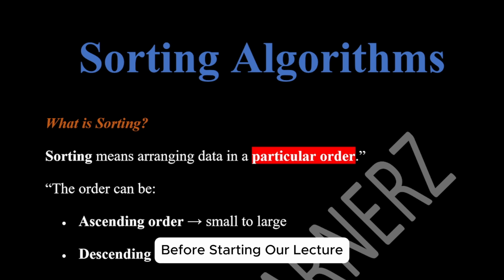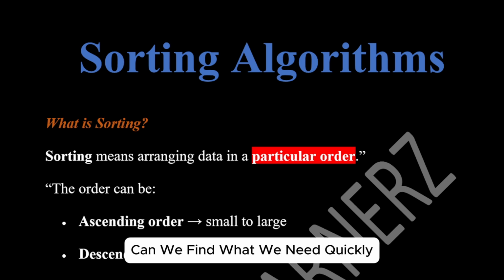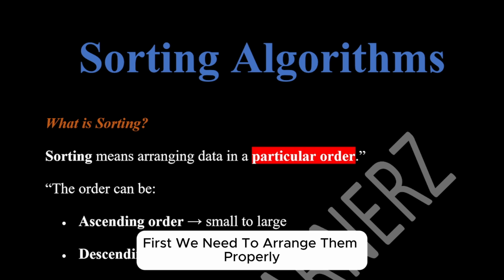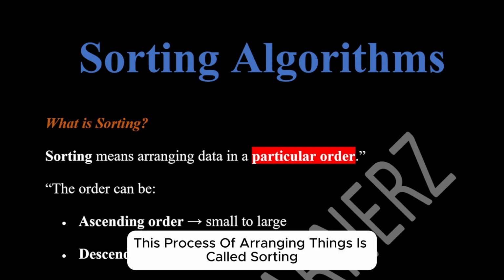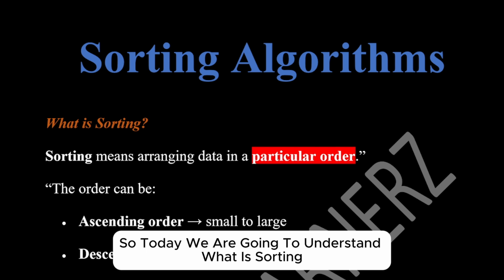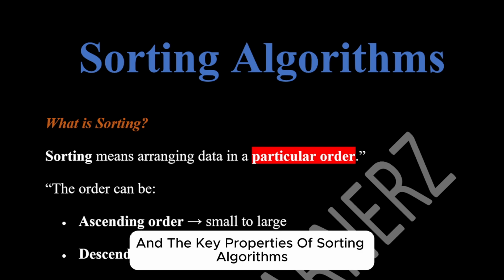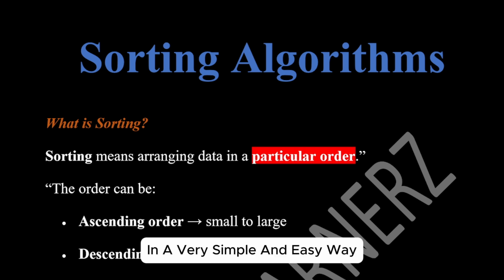Before starting our lecture, think about this. If our books, notes, or files are all mixed up, can we find what we need quickly? Of course not. First, we need to arrange them properly. This process of arranging things is called sorting. So, today we are going to understand what is sorting, why sorting is important, and the key properties of sorting algorithms in a very simple and easy way.